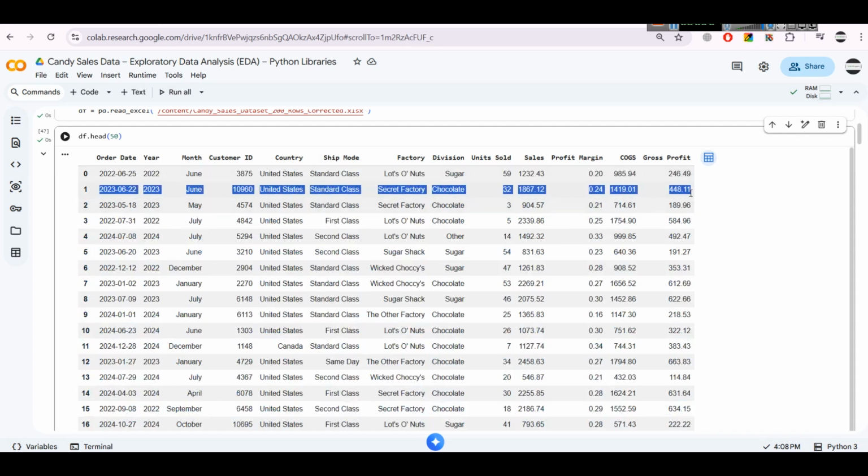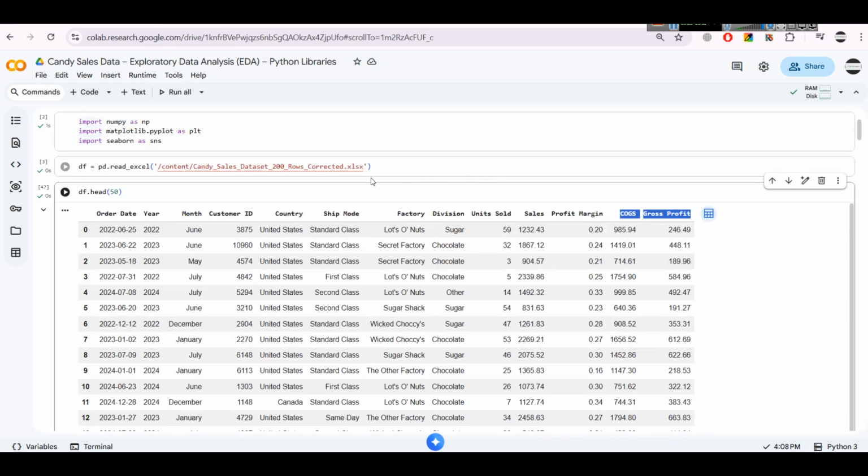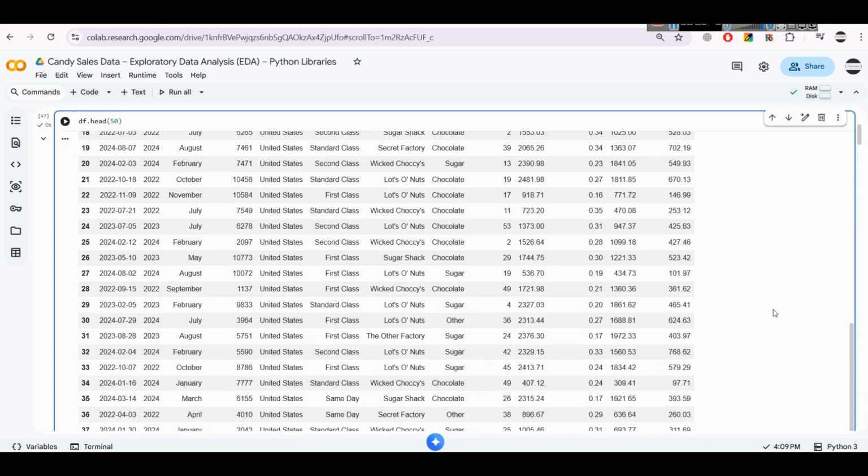product-level information. This dataset is ideal for EDA because it includes time-based data, order dates, years, months, categorical variables, country, ship mode, factory, division, numerical variables, sales, units sold, cost, profit, business metrics useful for profitability analysis. The dataset contains 200 rows, making it large enough to identify trends while still being easy to analyze and explain step by step.